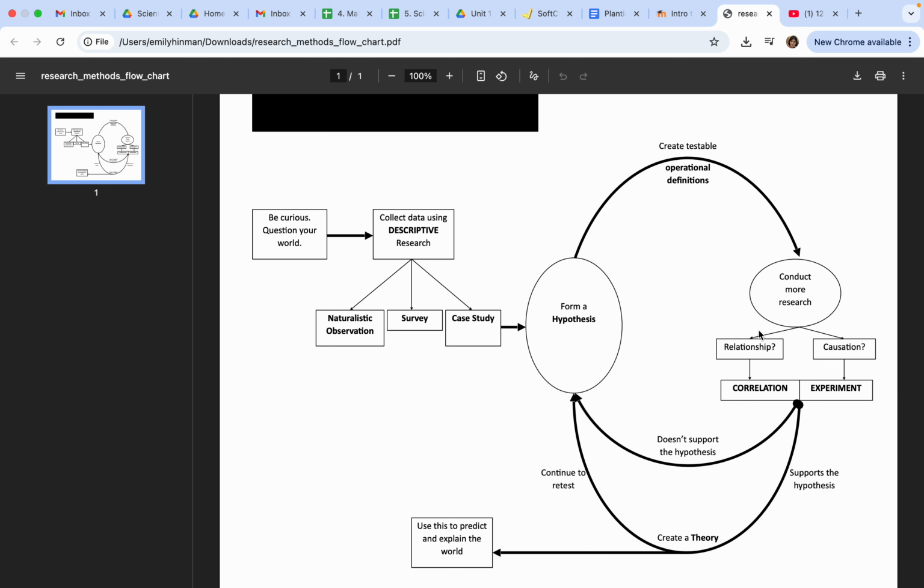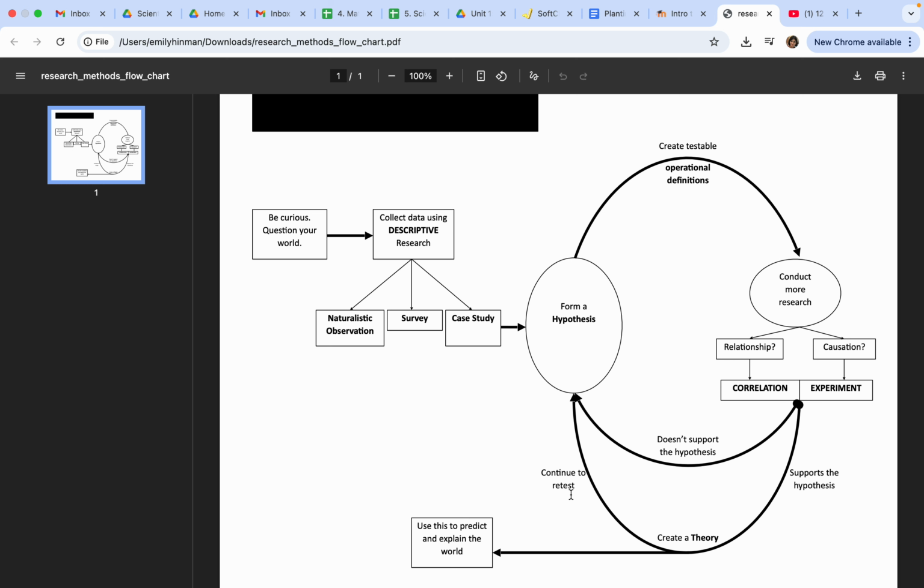And then we can conduct more research in two basic ways. We can do what's called correlational research, or we can have a true experiment. You're going to see this week that one focuses on relationships or predictions, and the other is trying to establish cause and effect relationships. And this kind of goes around, because if we have an experiment that doesn't support our hypothesis, then we have to start back over. If we have something that does support it, then we start to maybe create a theory to help predict and explain the world. And often it goes back, because we need things to be replicable.